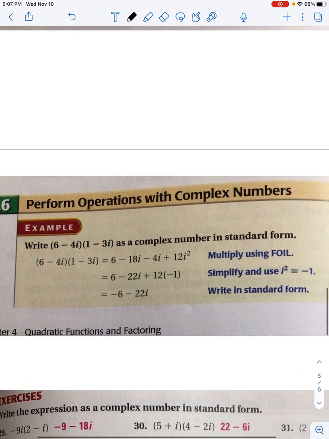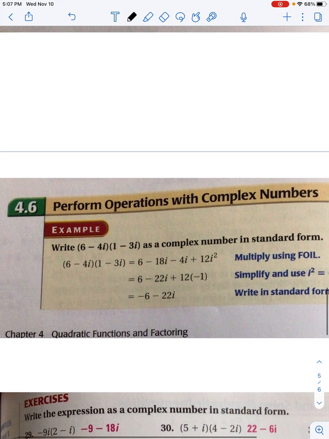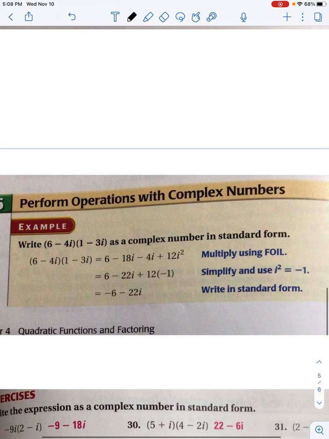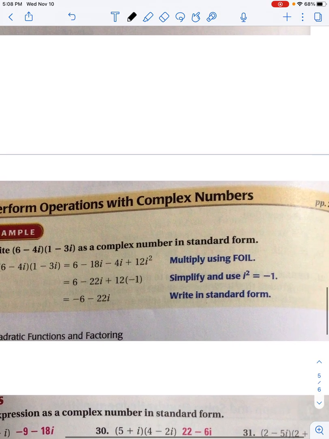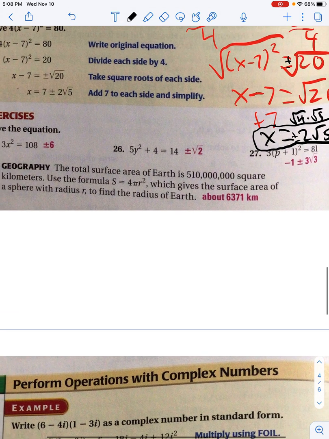So again, you've got examples that you can try here. Again, try them on your own. Make sure you get the same answer. Then we talked about complex numbers. So again, complex numbers are when we use that imaginary number i. It happens when we take a square root.